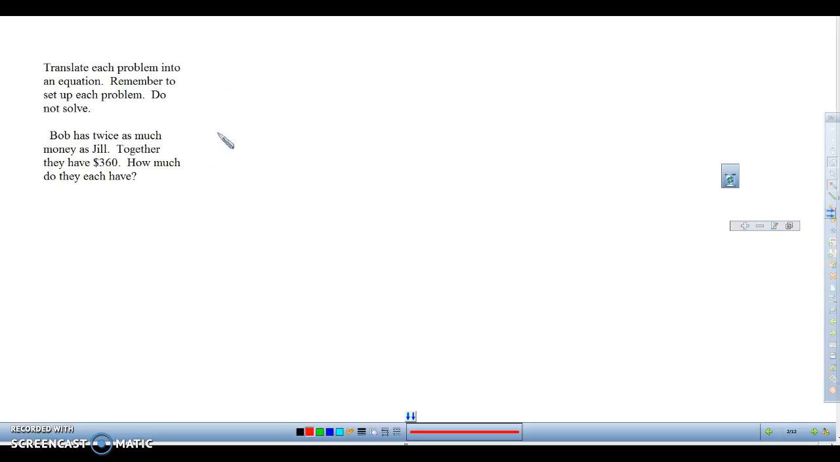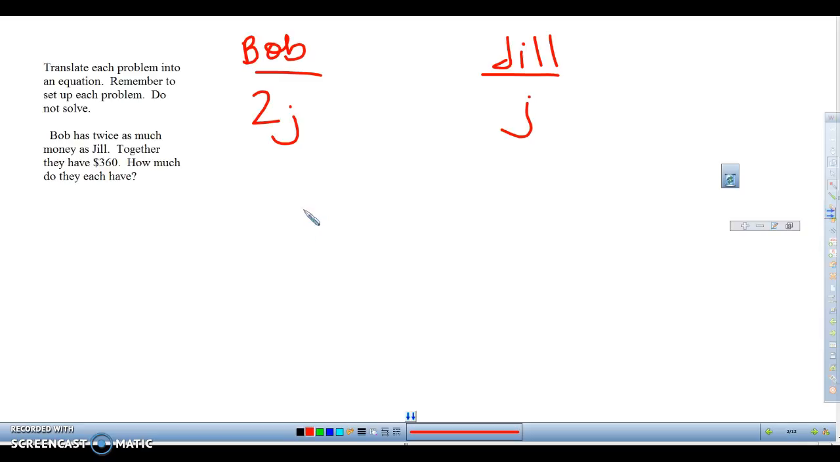So Bob has twice as much money as Jill. So to do this, remember we had that strategies list we went through. For a lot of these, I'm going to either draw a picture or make an organized list. So I'm going to have Bob and I'm going to have Jill. So I know Bob has twice as much money as Jill, and Jill has some money too. Together, they have 360. So if I have 2J plus J, I'm going to get $360. How much do they each have?